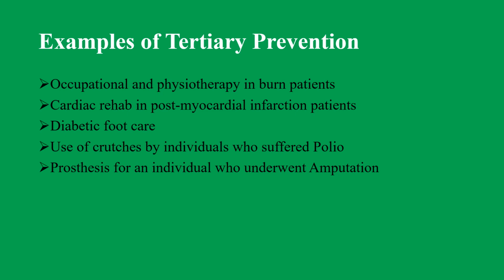So the examples under tertiary prevention were occupational therapy and physiotherapy. In a burns patient, we know some burns that may involve the joints or the fingers can end up in contractures. So to avoid contractures, you need to do occupational therapy or physiotherapy for such individuals. Then you can also do cardiac rehabilitation in somebody who has suffered myocardial infarction.